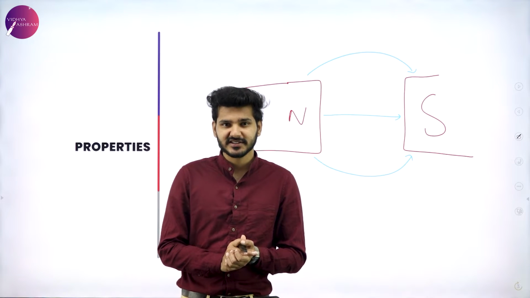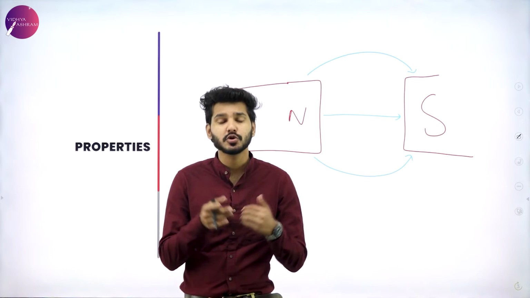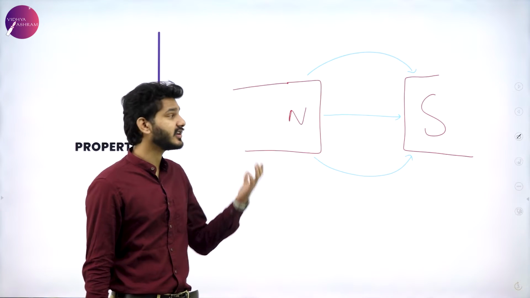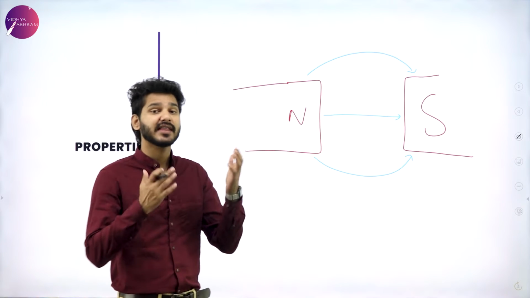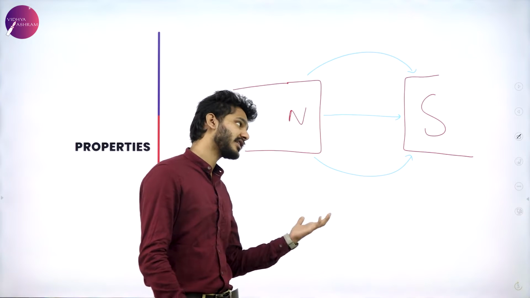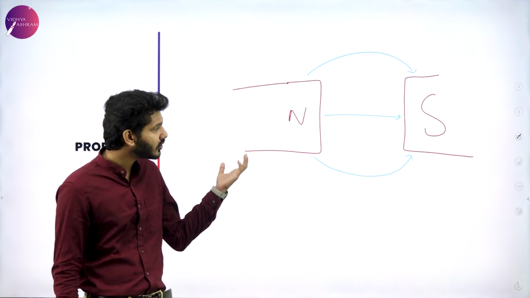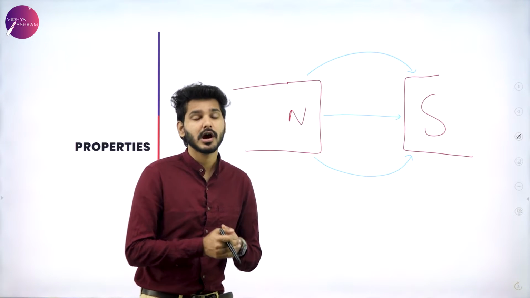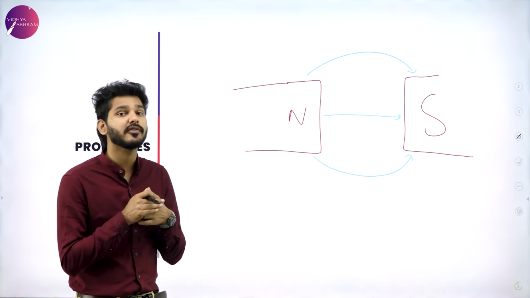So magnets. What are the basic properties you all do know about magnets? As you all know, there are two poles, there is north pole and south pole, and the second thing you already know is that there are magnetic field lines that start from the north pole and end in the south pole. Those are the basic things everyone will remember. But what are the other things we have to keep our focus on?